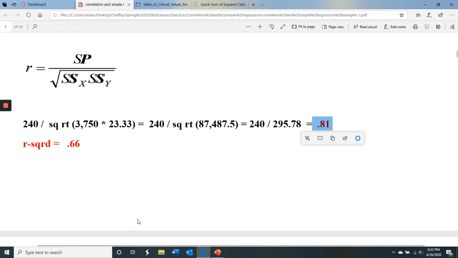Since we're here, let's go ahead and square that. So 0.81 times 0.81 is 0.66. So R squared is 0.66.